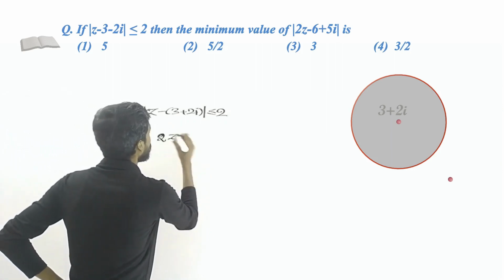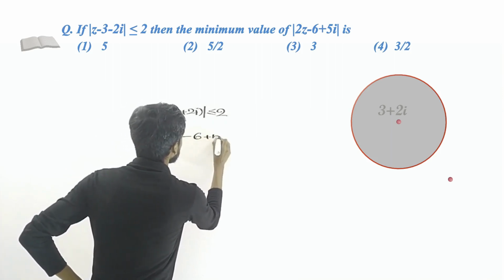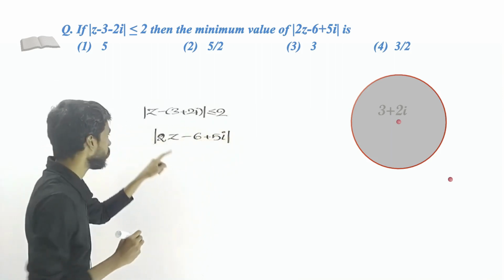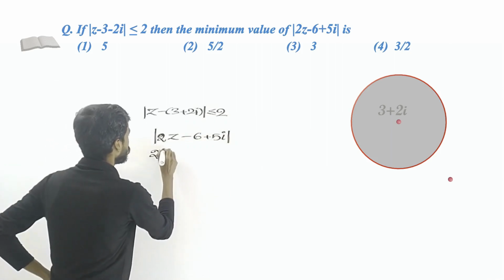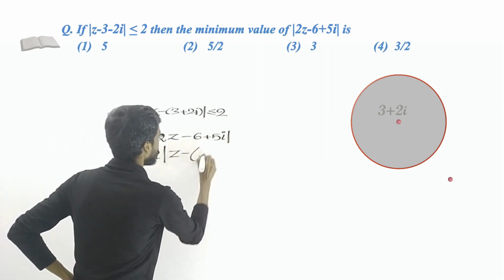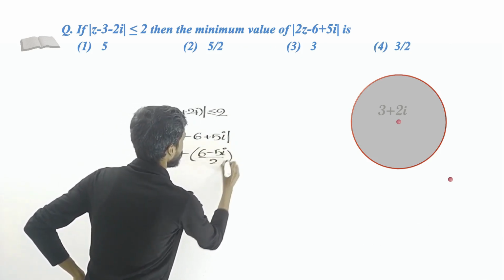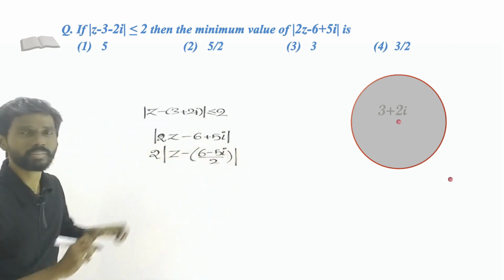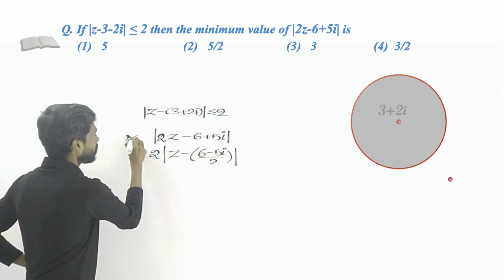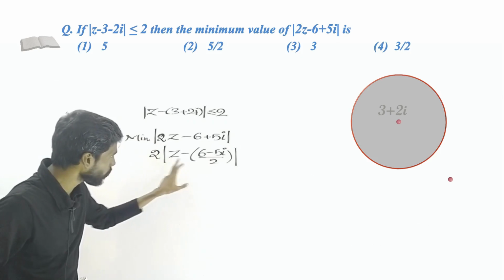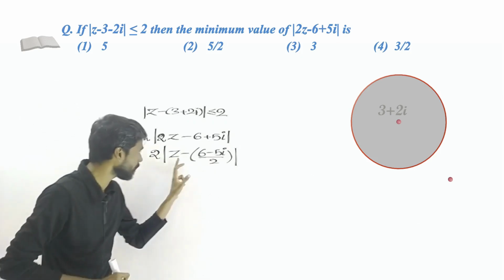2z minus 6 plus 5i modulus. So we want this value to be minimum. Okay, what do we do? Take out this 2. So 2 times |z minus (6 minus 5i)/2|. The 2 can be multiplied later, so we want to find the minimum value of this expression. What is that? z minus this thing.